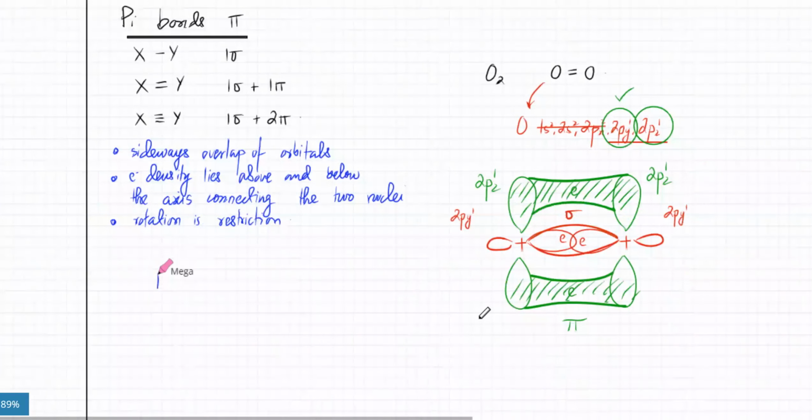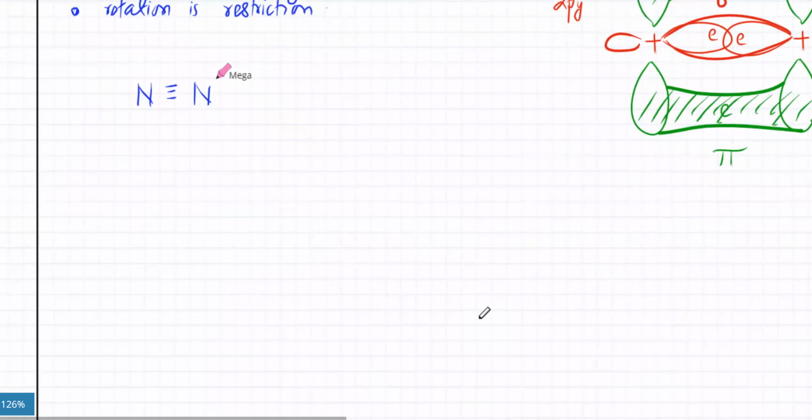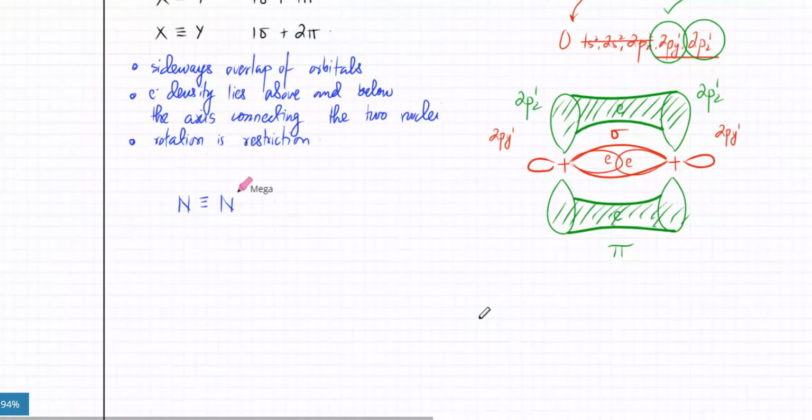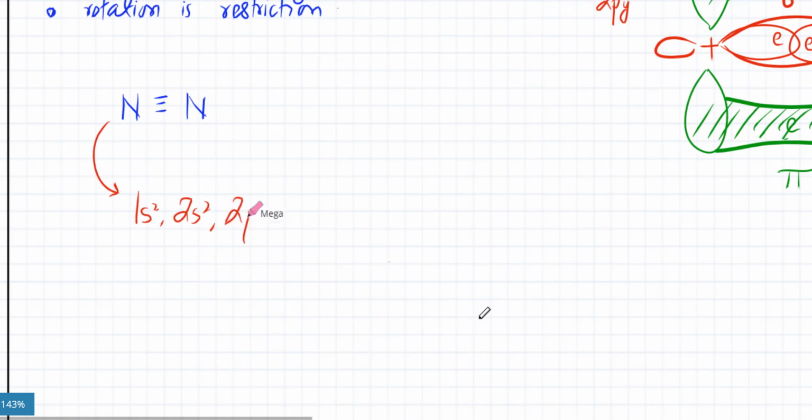Let's say I've got N triple bond N. So how would two pi bonds look like? Although they're not going to ask you to draw a triple bond because it's slightly harder to draw, the concept is important. How would a triple bond form? So the first thing is, let's look at the electronic configuration of nitrogen. It's got 7 electrons, so that means it's 1s2 and 2s2, and it's 2p3. So that means it's 2px, 2py, and 2pz.